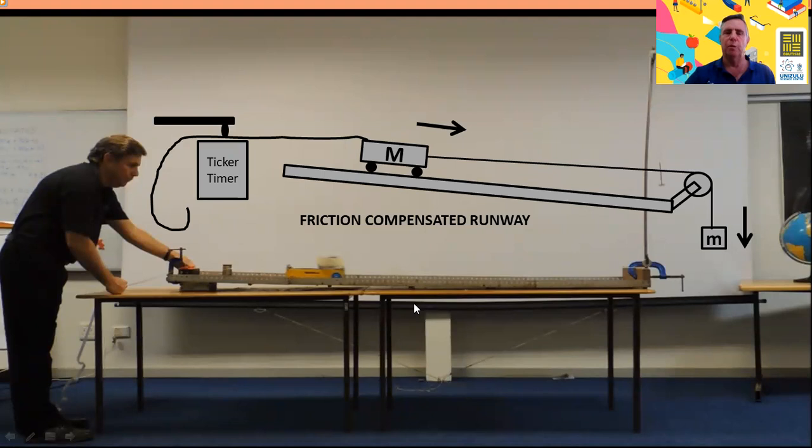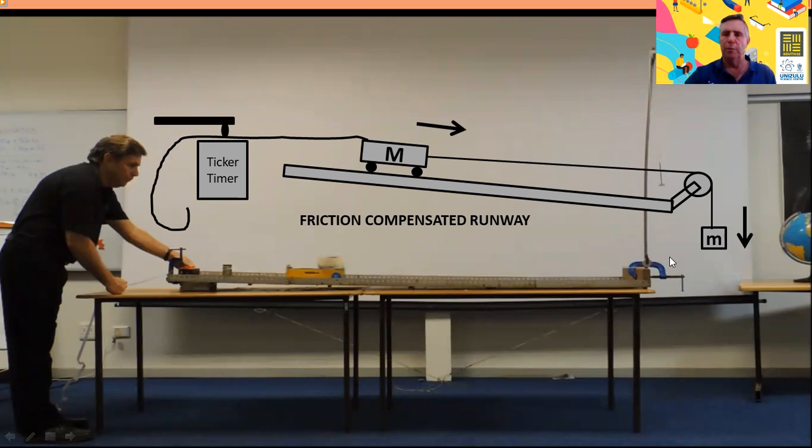Now, this is what the experimental setup actually looks like. So here we have the ticker timer, and there's a piece of paper tape which passes through it. Ticker timer makes 50 dots per second on the paper tape as it's pulled through, and the spacing of those dots enables us to calculate acceleration from them. Here is our trolley. The wheels run very smoothly, but there is still some friction, and there's quite a lot of friction from the ticker tape.